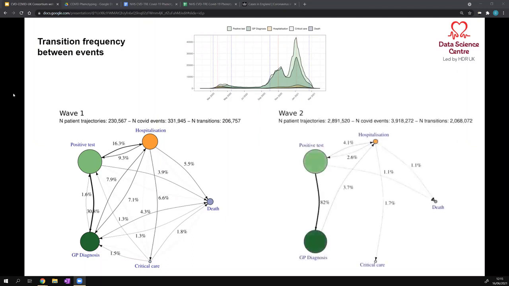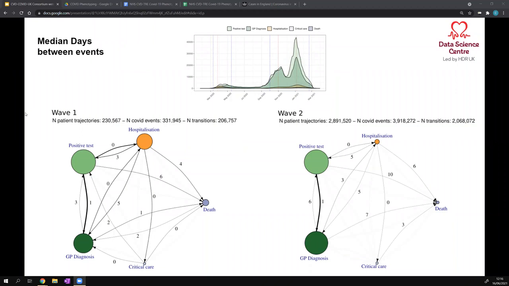If you click, Chris, yeah. So here on wave 2, you can see, as Chris mentioned earlier, there are way more positive tests and GP diagnosis. And since we're comparing frequencies here, so the percentage of transitions between the 2 waves, it can be a little bit difficult to compare, but what we're seeing is basically that in wave 2, more of the transitions were between the positive tests. This is hiding a little bit the fact that there were actually more hospitalizations in wave 2. So we're still developing these types of plots and figuring out how we can showcase this better.